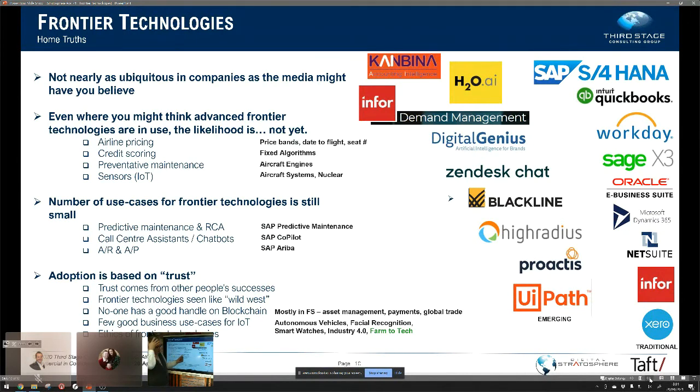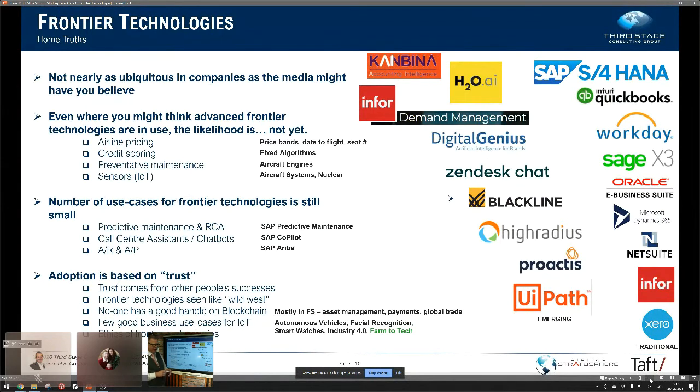We've talked about call centers and chatbots, and the other area where we are seeing frontier technologies is in AP and AR, accounts receivable and accounts payable, and we'll talk a little bit about those in a second or two. So if you're going to adopt frontier technology, really you've got to trust it. And trust comes from a number of places. It comes from other people's successes. It comes from imagination and innovation to be able to apply the new technology to a particular business problem you have. And some use cases will be further ahead than others.